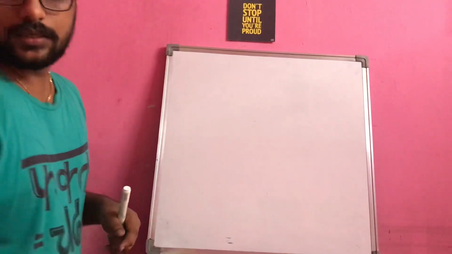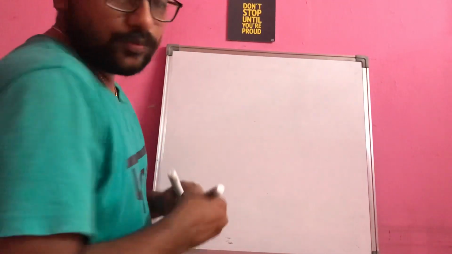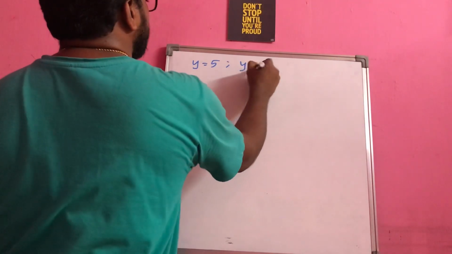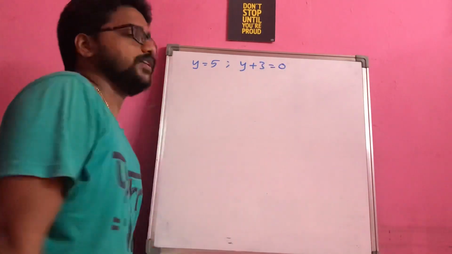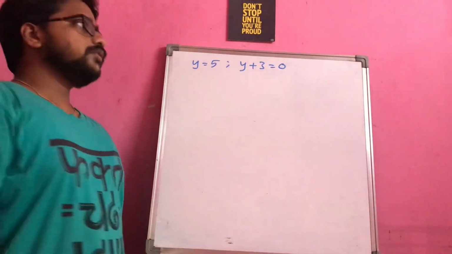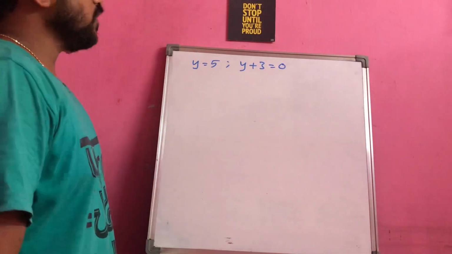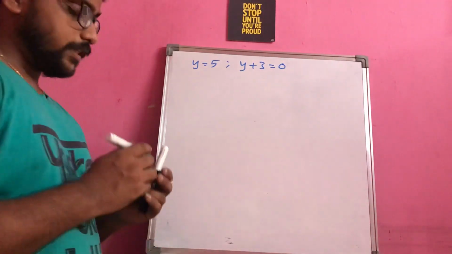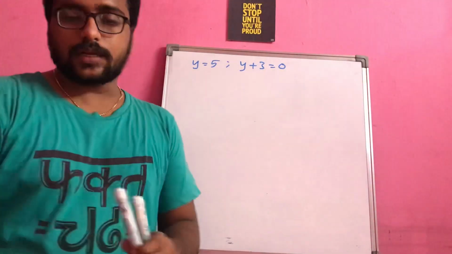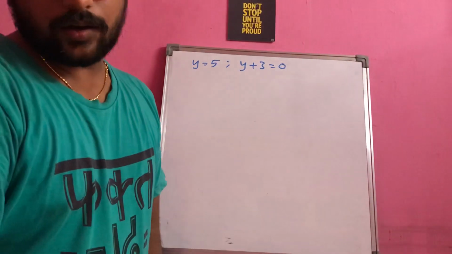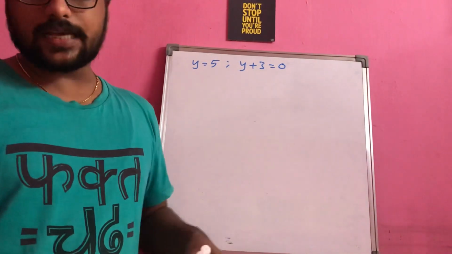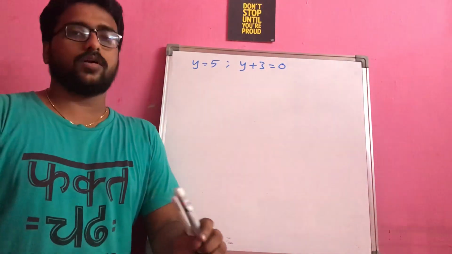Now, for example, if I have y is equal to 5 and y plus 3 is equal to 0, these two lines, okay. Now see what they are asking: determine by drawing the graph whether the following pair of linear equations has infinite number of solutions or not.